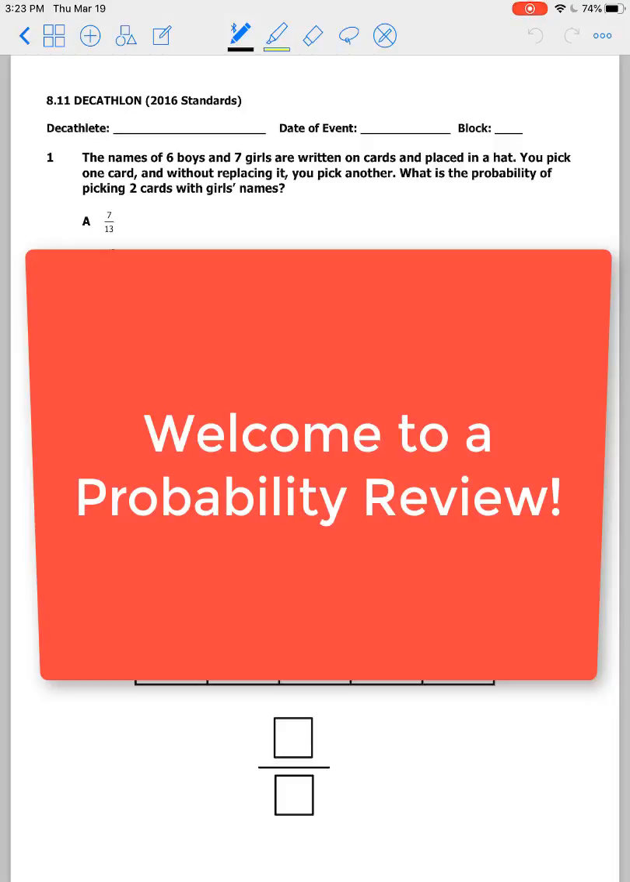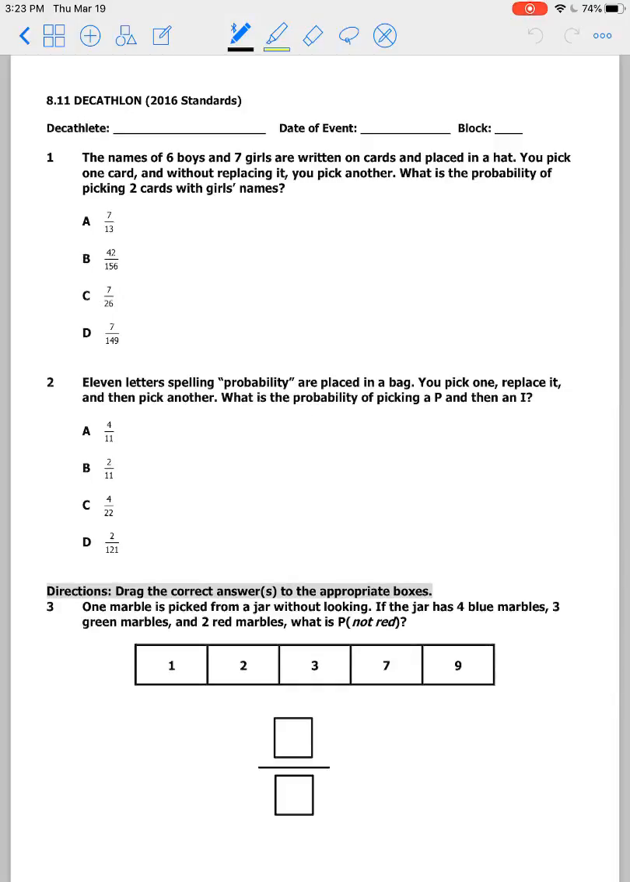So number one says the names of 6 boys and 7 girls are written on cards and placed in a hat. You pick one card, and without replacing it, you pick another. What is the probability of picking 2 cards with girls' names?